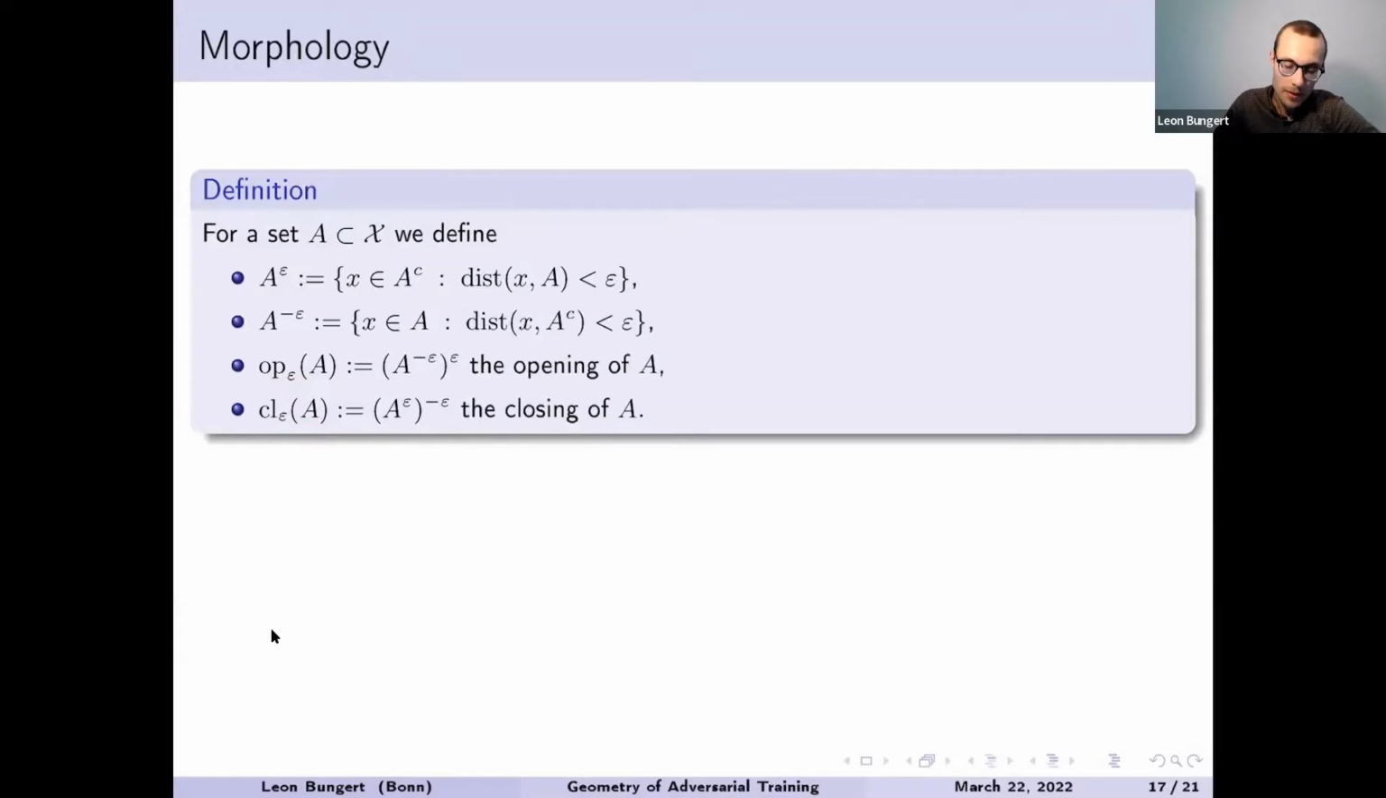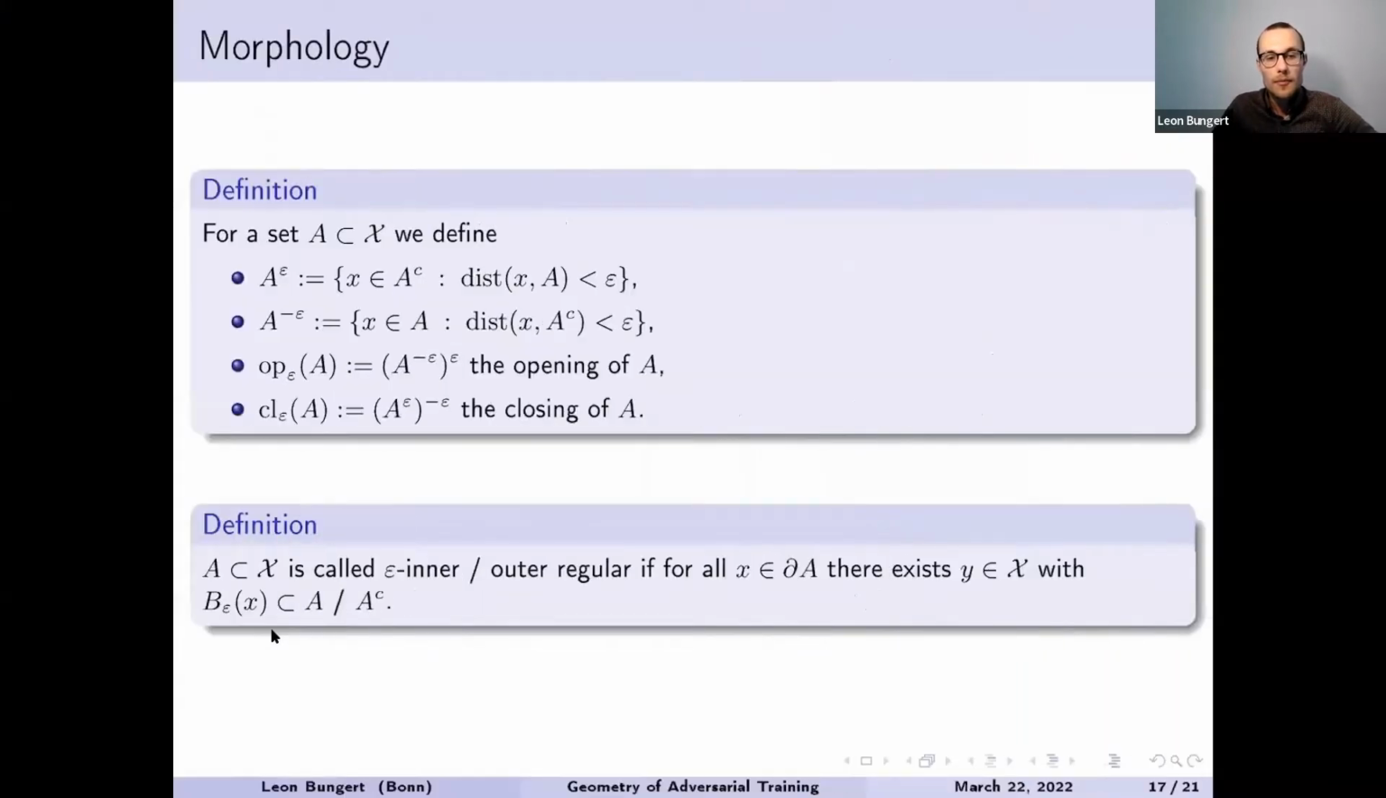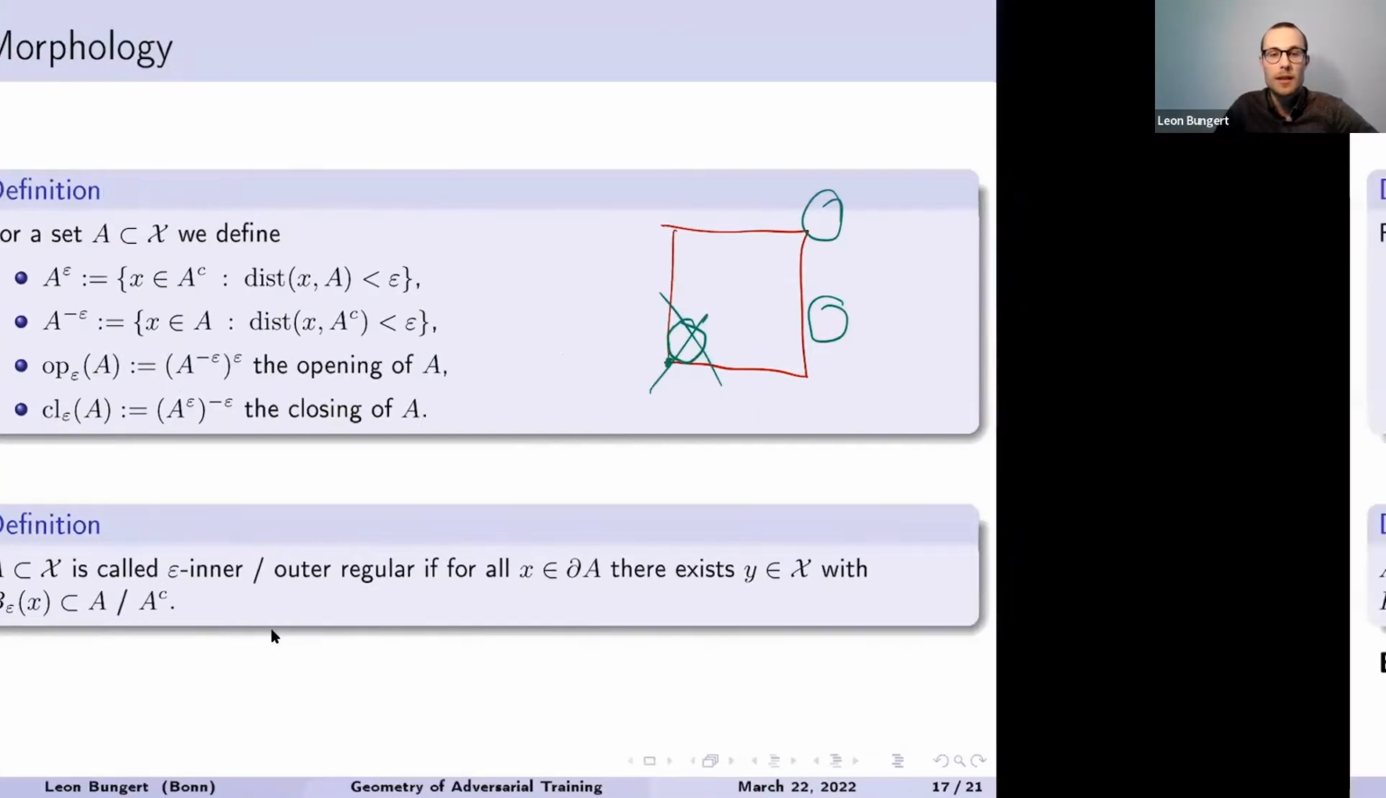So just as an example, if you have a square, then the opening of this square is a square with soft corners, right? So this is the opening of the square, whereas the closing is the same thing. So these are morphological operations, and you can also define regularity with respect to such an epsilon parameter, namely whenever you can fit a ball from one side, right? If you take the square again, you can always touch this with balls from the outside, but you cannot touch it with a ball from the inside at this point, right? So this is an outer regular set, but not an inner regular set.